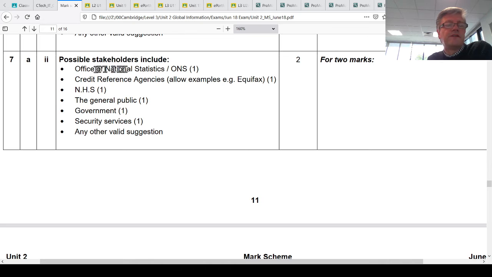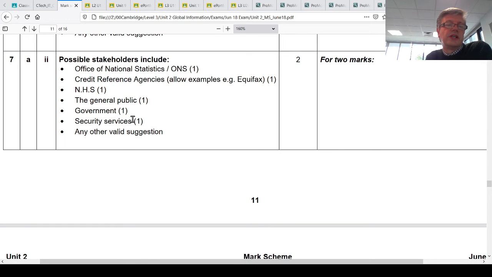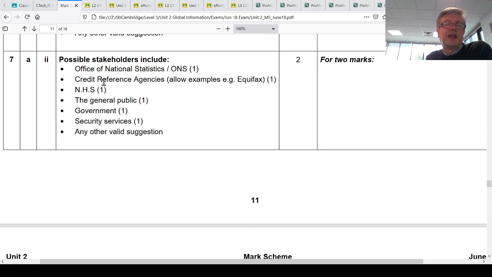Well, yes. Office of National Statistics, well, that's government. Credit reference agencies, the NHS, that's healthcare. The general public, well, that's just individual citizens like me and you. Government, well, that's specifically listed in the specification. Governments, just here. Okay? Security services, again, could be part of the government. Or any other valid suggestion. So where we have here individual citizens, businesses, governments, healthcare services, this is the same thing. It's just breaking it down a little bit smaller under its kind of umbrella term. So the ONS and the government, the security services, they would all come under that government heading. And the NHS obviously comes under healthcare services.